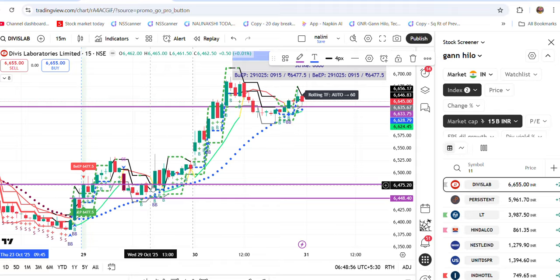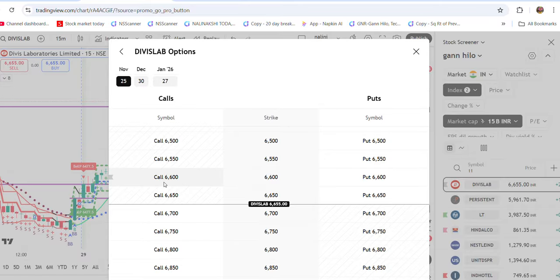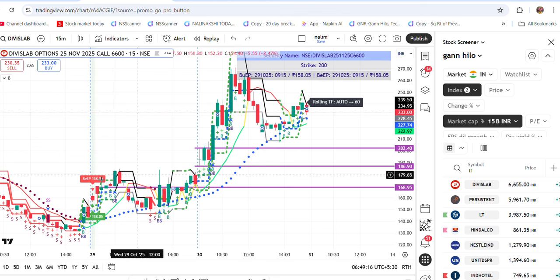Let us check the option of 6,600 call option. If I check the 6,600 call option, the price episodic pivot is formed around 158. I have not scanned for this, but you can scan like this for stocks before, and see, trend is up, GANN HiLo, and price is above. See, it had closed around 177, it is gapping up around 185.